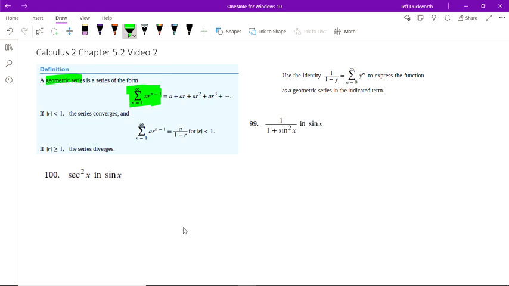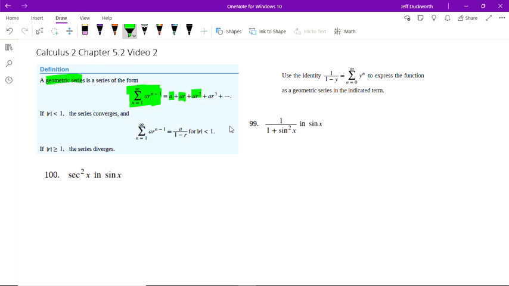So if n is 1, we get 1 minus 1 is 0. Anything to the 0 power is 1. So we've got a situation where we're at just a. And if our n goes to 2, 2 minus 1 is 1. That just gives us r back, so we're at a times r. For n equals 3, 3 minus 1 is 2, so that r will be squared and so forth.